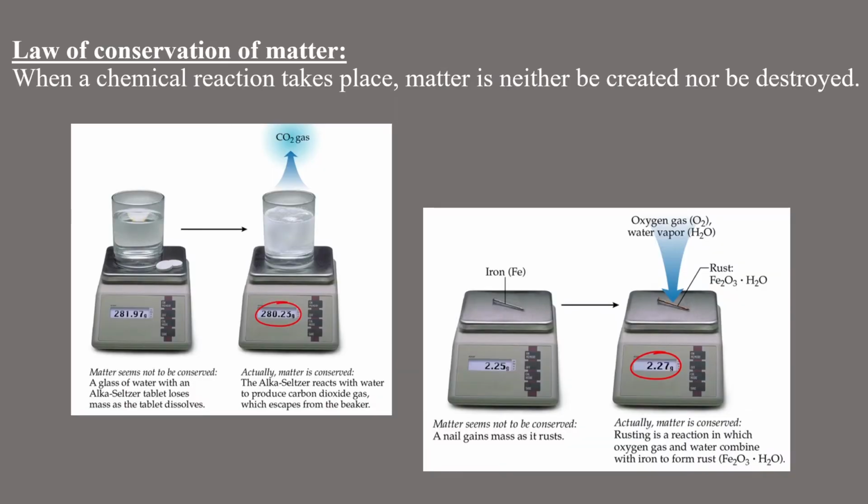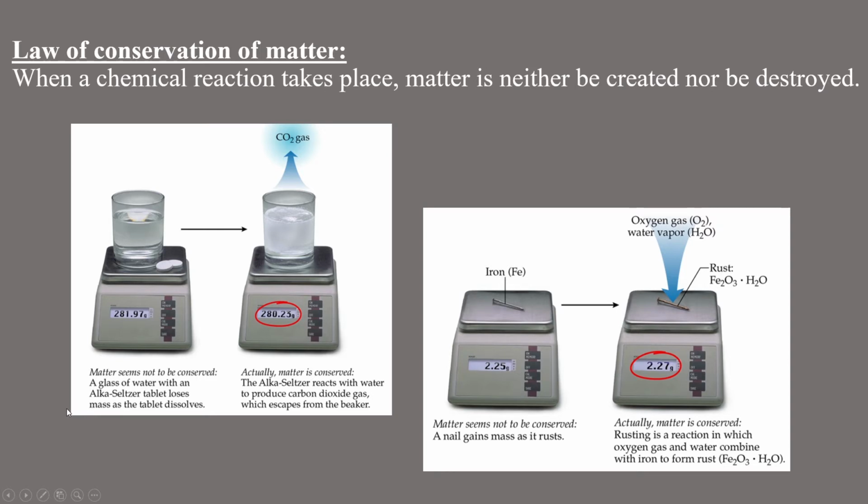The first law that led to Dalton's postulate his atomic theory is law of conservation of matter. According to this law, when a chemical reaction takes place, matter is neither created nor destroyed. In reality, conservation of matter in a chemical reaction is not easy to determine, and many reactions seem to either create or destroy matter. We can see it from the following two examples.